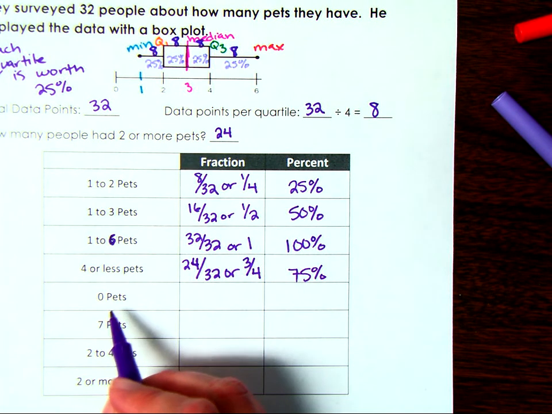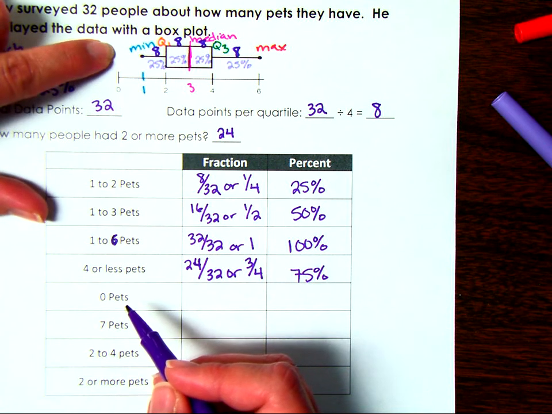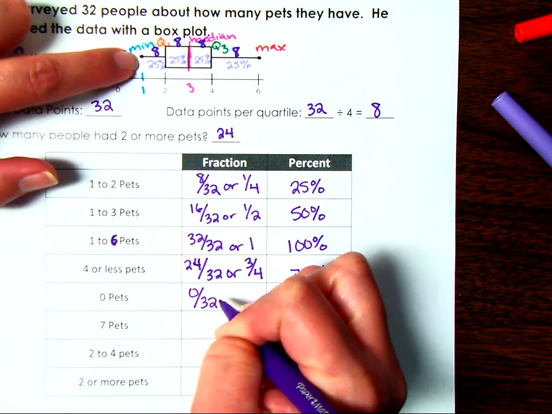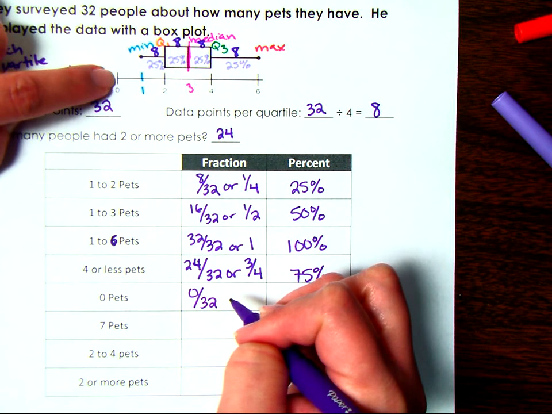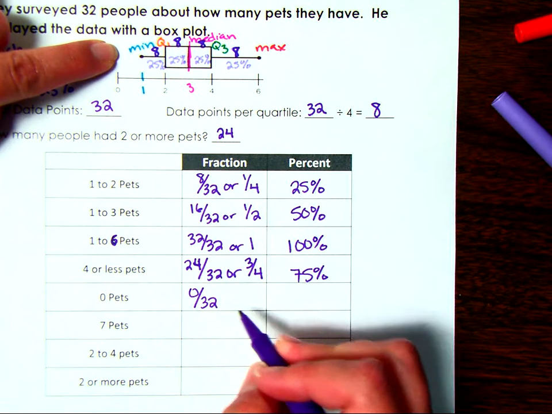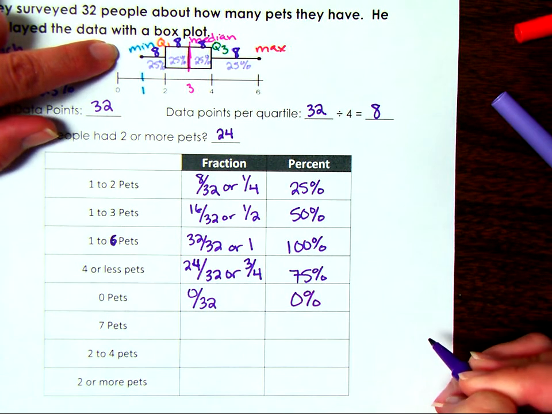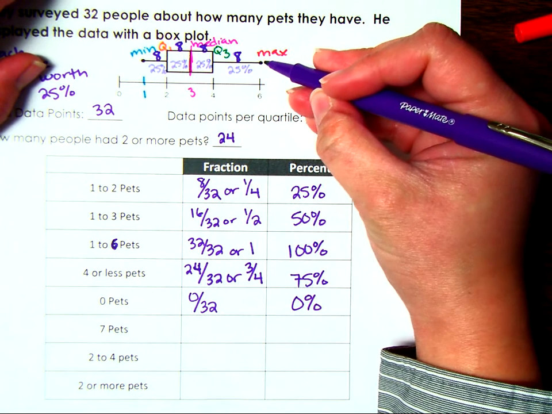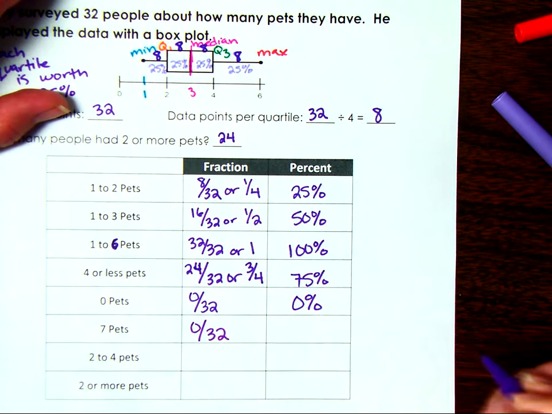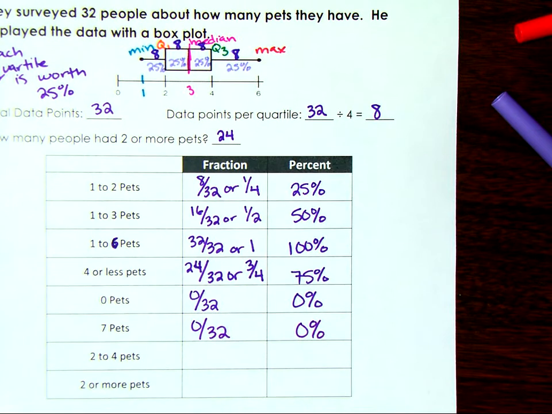Well, did anybody have 0 pets? Yes, 0 looks like it's on our graph, but there's no data above it. So that means at least everybody had at least 1 pet. So 0 is not my minimum because this little graph doesn't go out to there. So 0 people surveyed out of 32 had 0 pets. That's 0%. 7 pets. Well, maximum was 7. I'm sorry, it was not 7, it was 6. So 0 people had 7 pets of these 32 that were surveyed. So you're basically just looking at your data and going from there.